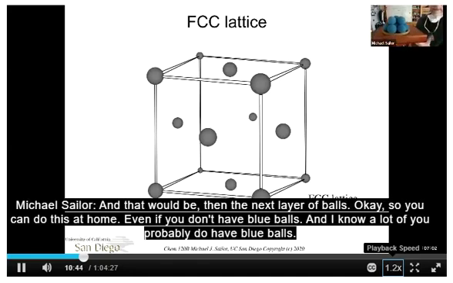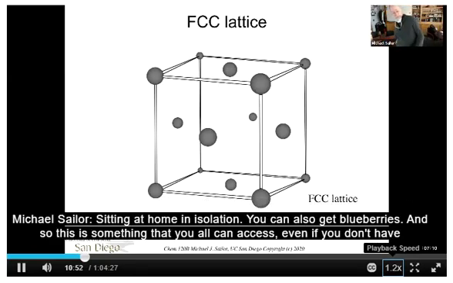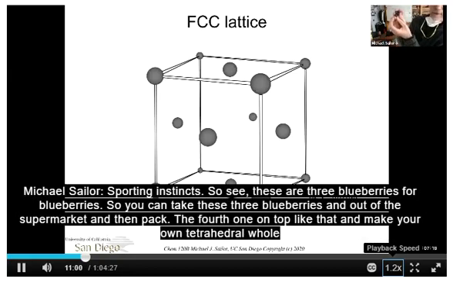And that would be then the next layer of balls, okay? So you can do this at home, even if you don't have blue balls. And I know a lot of you probably do have blue balls because you're sitting at home in isolation, but you can also get blueberries. And so this is something that you all can access even if you don't have sporting instincts.